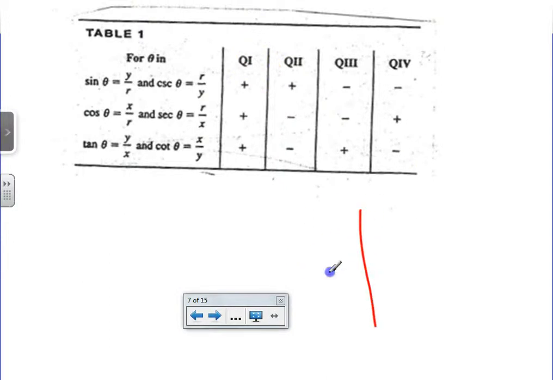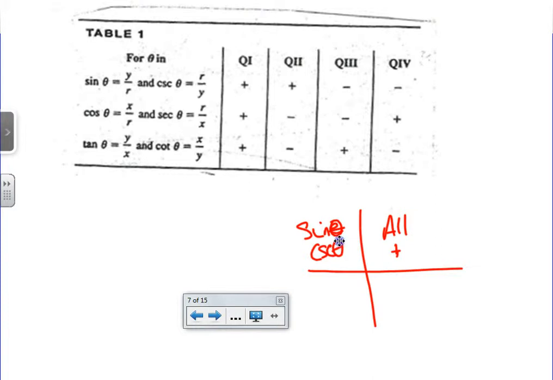So draw yourself a little coordinate plane, and I'm going to write down all of them are positive in quadrant 1. Now when you move to quadrant 2, think about the coordinate plane. Your x values are now negative, but your y values are still positive, and r is always positive. So only sine is going to be the positive trig function, or its reciprocal, cosecant. Here, I'll put theta.